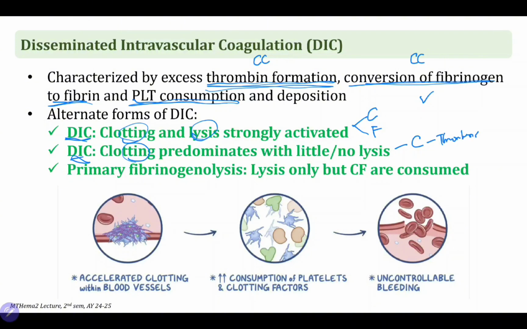Tama? Yes. Okay. And then lastly, your DIC may also be a primary fibrinogenolysis wherein your cascade is being activated and thus your coag factors are consumed, and then mas mabilis yung lysis niya or predominated si fibrinolysis, which leads to bleeding naman.